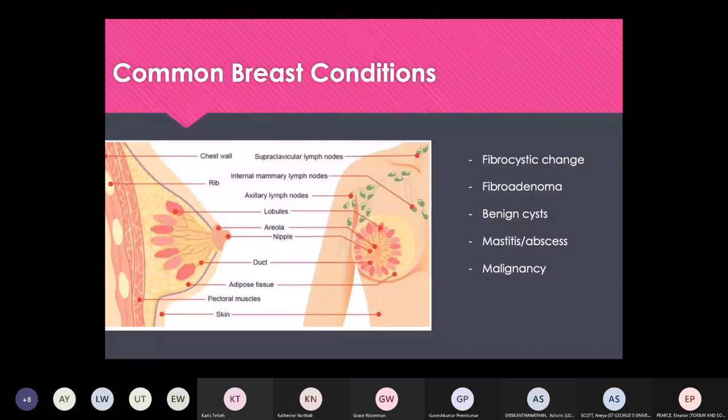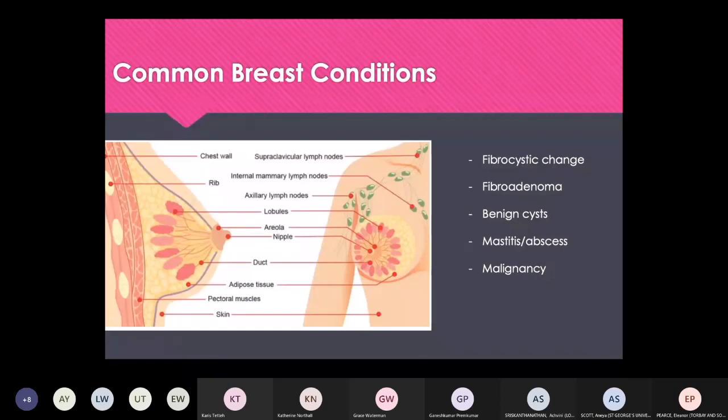You can get fibroadenomas and benign cysts. So these are your differential for lumps in the breast that are not malignant. Obviously a lot more common in younger people. Cysts particularly have a very typical appearance on imaging. So it's a fluid-filled sac. It's often very mobile on examination.